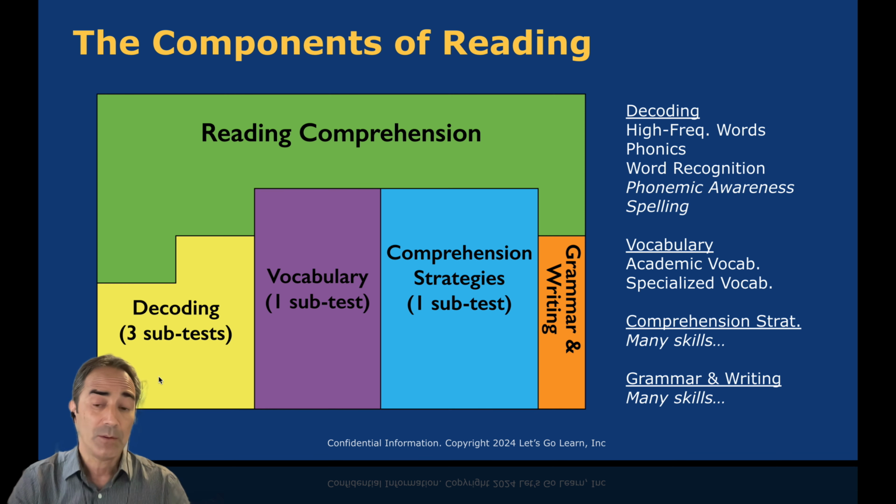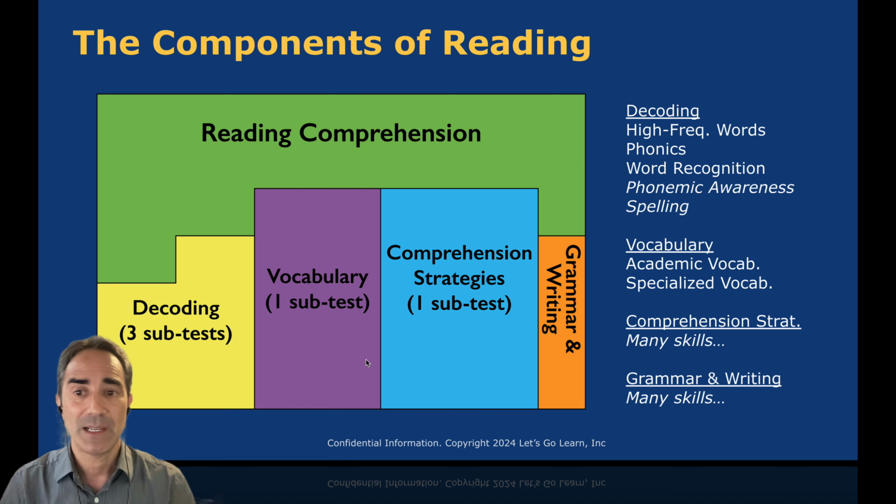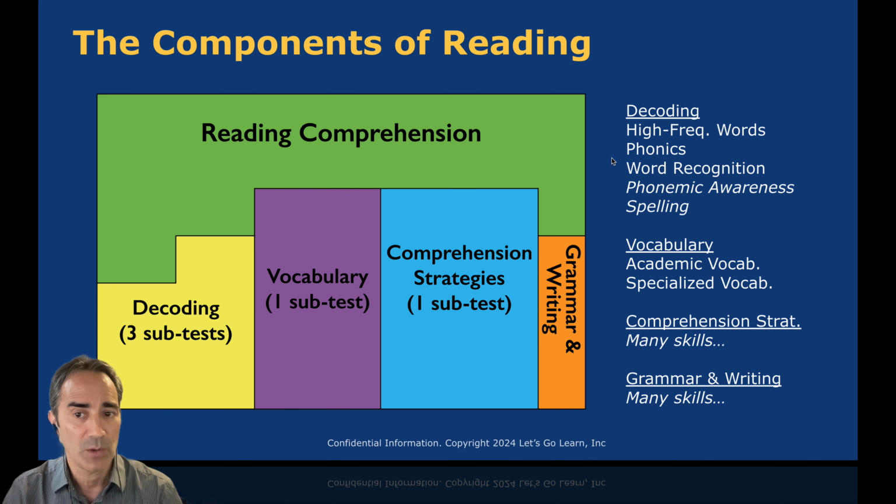Decoding. Right. Now, we define decoding as having multiple subtests. So there's high frequency words, phonics and word recognition, phonemic awareness and spelling. Those are mainly three, but there's a few other ones in there too. And then there's also vocabulary. So someone could be able to read really well, but if they don't know the vocabulary words, then they're not going to be able to comprehend, right?